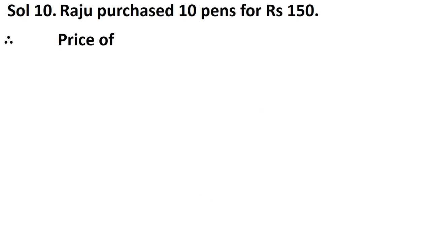Question number 10. Raju purchased 10 pens for rupees 150. So price of 1 pen is rupees 150 upon 10, that is rupees 15. See the question: Raju purchases 10 pens for rupees 150 and Manish buys 7 pens for rupees 84. Can you say who got the cheaper pen? We can compare only when we have the cost of 1 pen, because Raju purchased 10 pens and Manish purchased 7 pens. So directly we can't compare their cost. So first of all we will find out the cost of 1 pen of both.